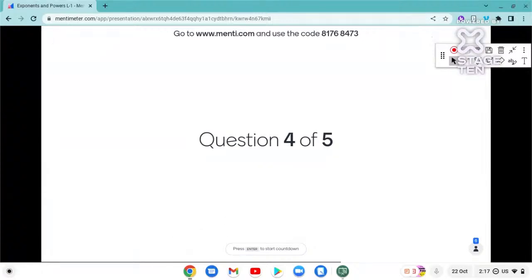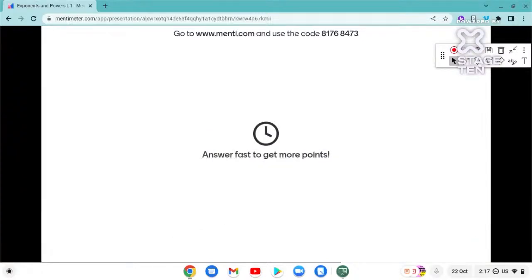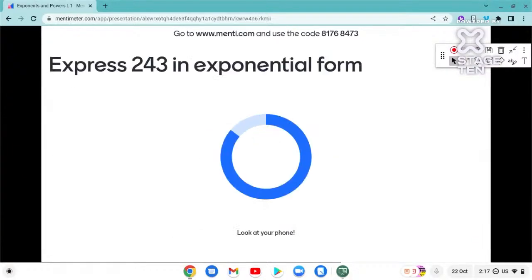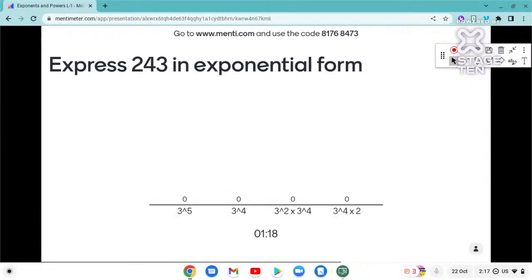Let's see question number 4. Question number 4 on your screens now. 243 in exponential form. A small number, 3-digit number. Try to do it. It's easy now. Prime factorize it. Find the nearest number. 1 is possible, but you do not take it. 2 is not possible. Then check for 3. Is it possible? Yes, it is.